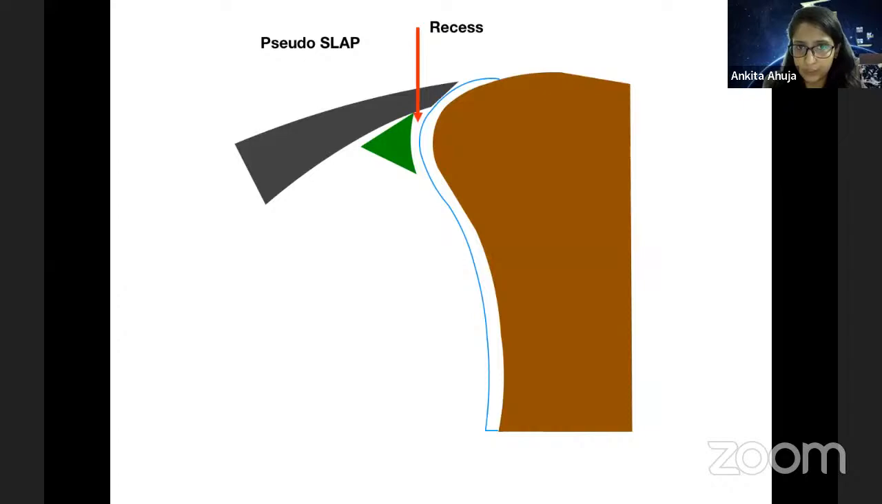There can be a few variants. There can be variants like if there is some fluid deep to the labrum, that is between the articular cartilage and the labrum, in this area. If there is some fluid in this area, then that is called a sublabral recess. And if there is some fluid between the labrum and the biceps tendon, then that is called a pseudo SLAP, right?